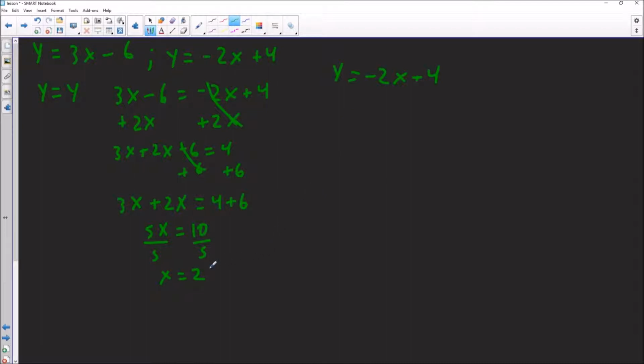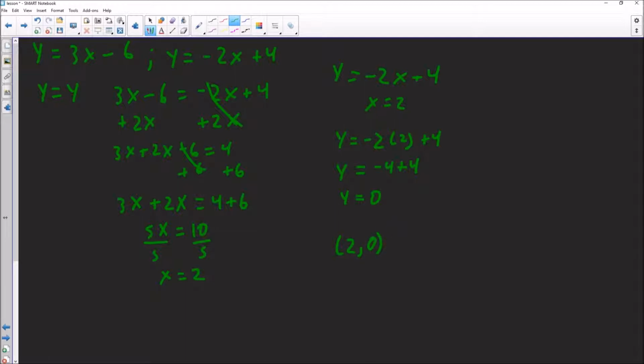So if I sub in this x value, x is equal to 2, I'm going to get y is equal to negative 2 times 2 plus 4. So y is equal to, and negative 2 times 2 is just negative 4, plus 4, so y is equal to 0. So the point where these two lines, if we were to plot them, cross would be 2, 0.